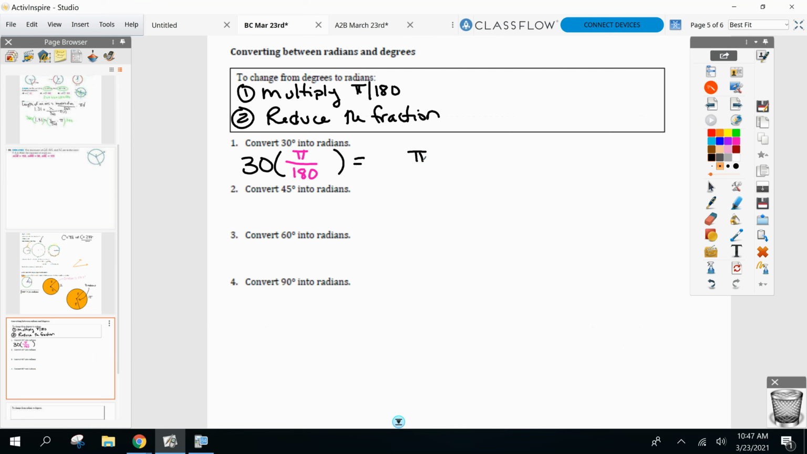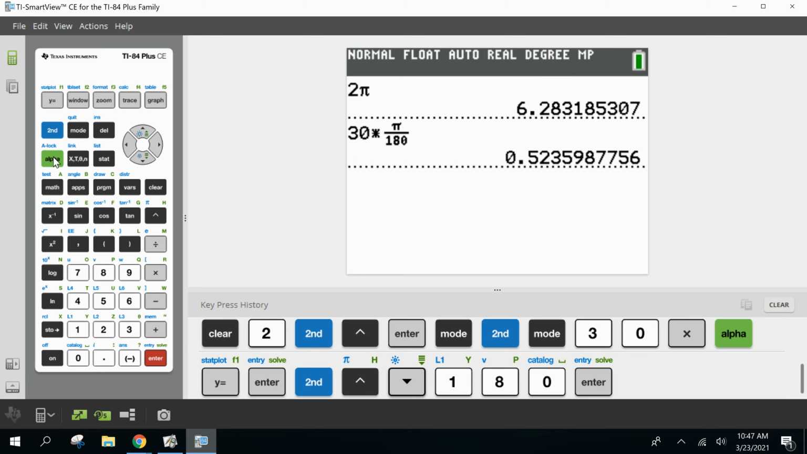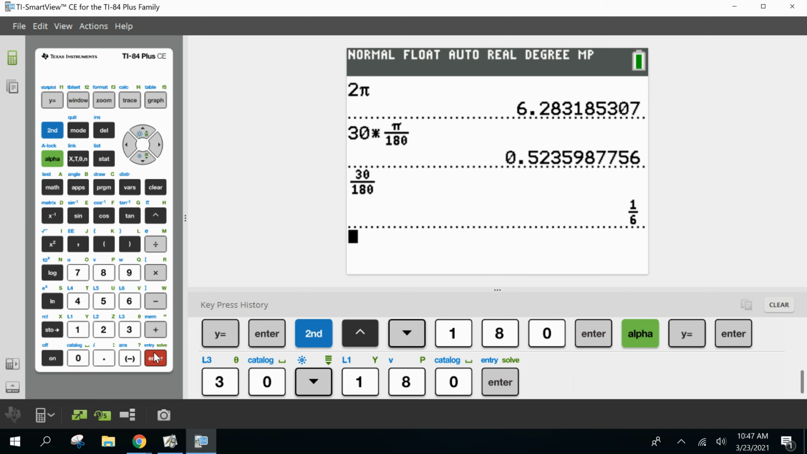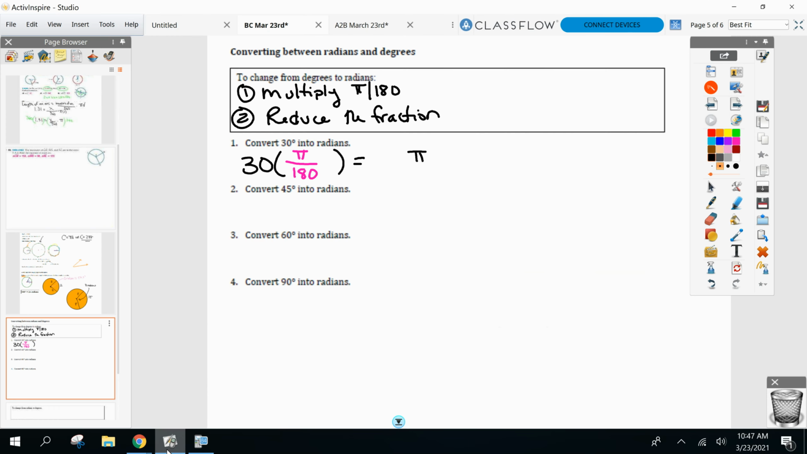And then here's what I mean by reduce your fraction. 30 over 180 reduces to what as a fraction? You can just go right to your calculator, type in 30 over 180, and it will reduce it for you, 1/6. So in radians, there's pi over 6 radians in 30 degrees.